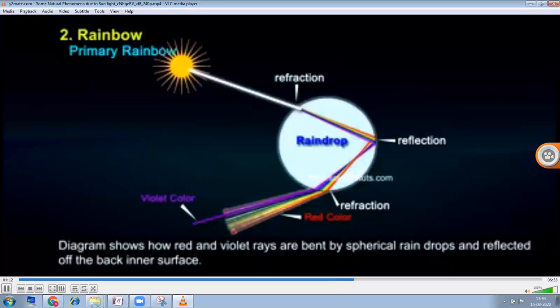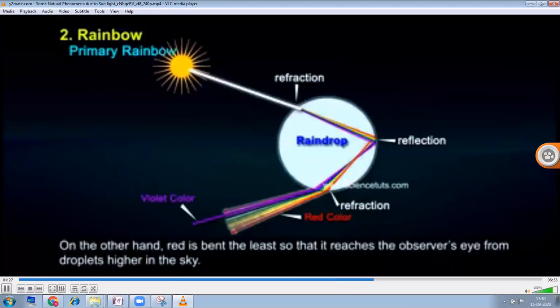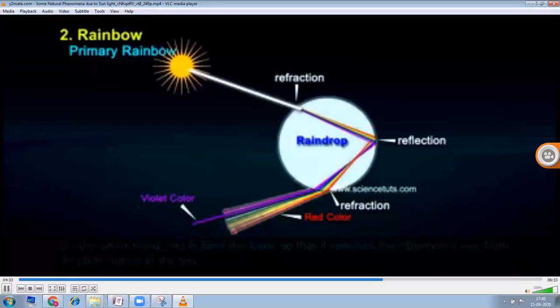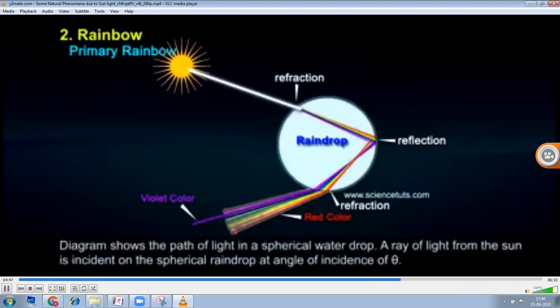Diagram shows how red and violet rays are bent by spherical raindrops and reflected off the back inner surface. Violet is bent the most and so reaches the observer's eye from droplets lower in the sky. In other hand, red is bent the least so that it reaches the observer's eye from droplets higher in the sky. Other colors of light are seen at intermediate angles. The result is that top of the rainbow appears red and the inner arc appears violet.